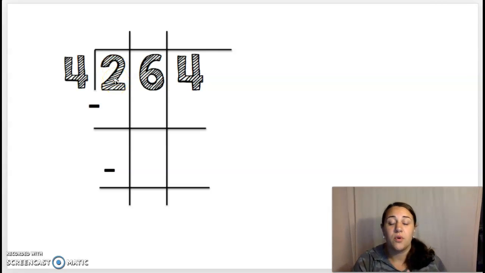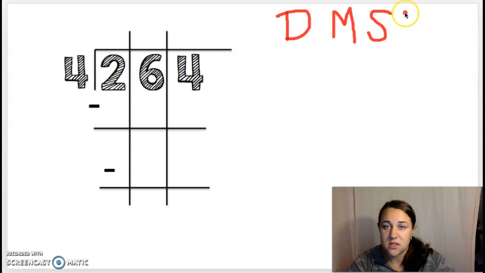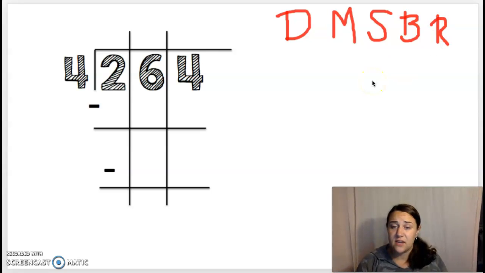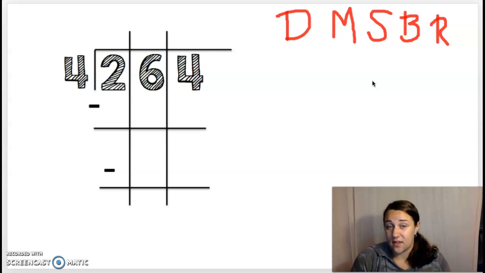So, before we even get started and doing anything else, I'm going to write our steps up here because they help me. So I have D, right? Dad, divide. Mom, multiply. Sister, subtract. Brother, bring down. And Rover, repeat. Now it's there just in case I need it, right? If I don't need it, awesome. But if we do need it, we have it.